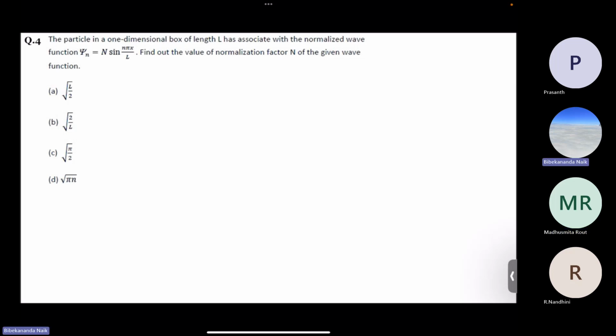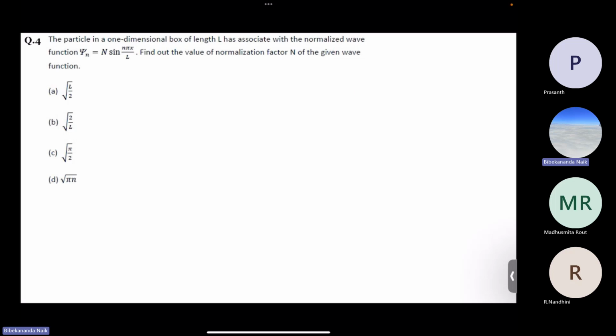The question is: a particle in a one-dimensional box of length L is associated with the normalized wave function psi n equals N sine n pi x by L. Find the value of the normalization factor N of the given wave function. The options are: option A, L by 2; option B, 2 by L; option C, pi by 2; option D, root n pi.